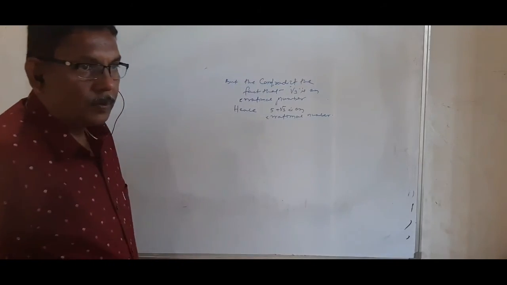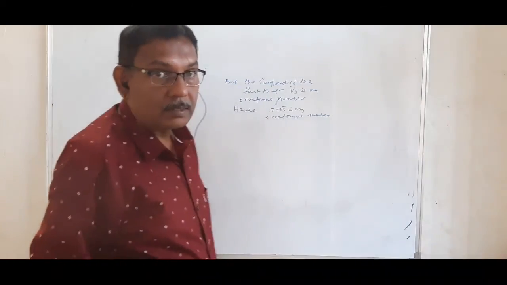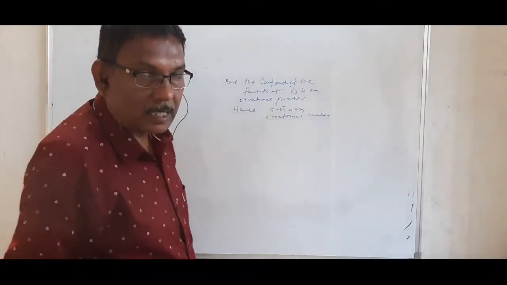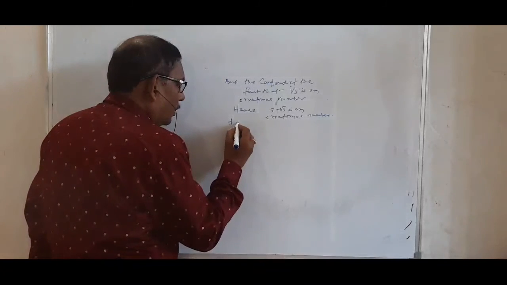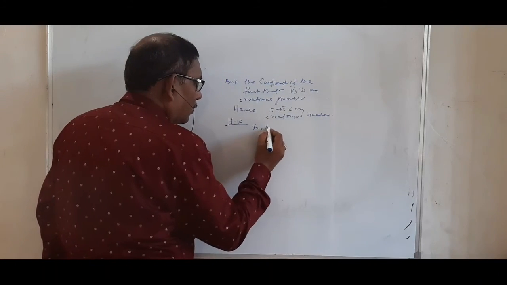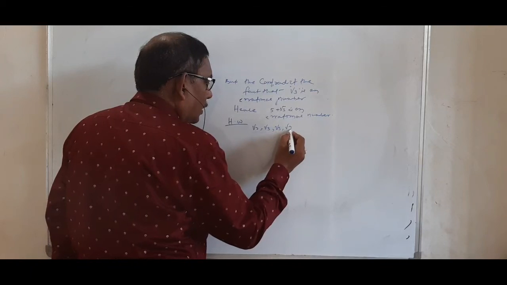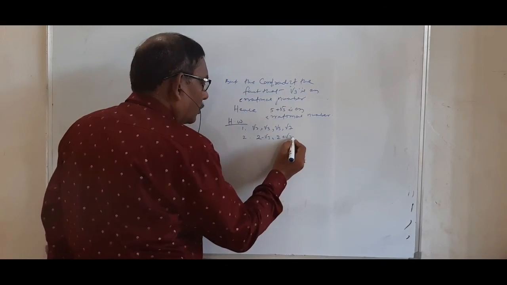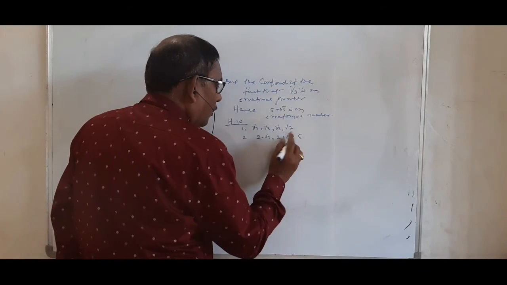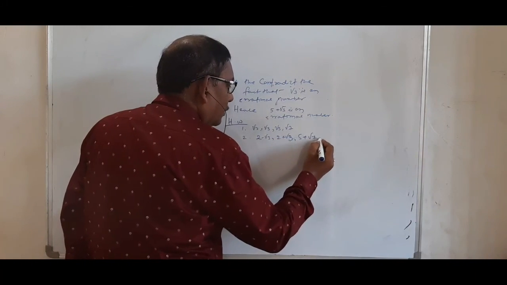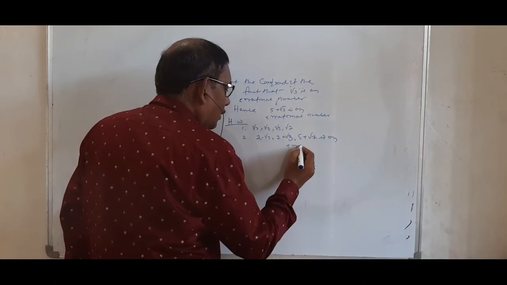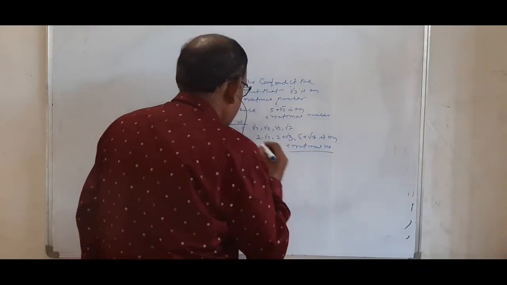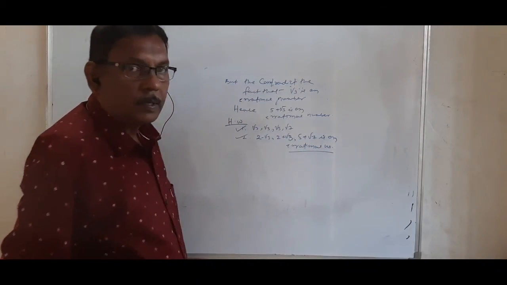So in this way you can prove root 2, root 3, root 5, root 7 are irrational numbers. Also the sum of a rational and an irrational number is an irrational number. So your homework you do at home, that is root 3, root 2, root 5, root 7. Now two questions: 2 minus root 3, 2 plus root 3, 5 plus root 7 is an irrational number. Okay. So these two questions you have to prove at home.